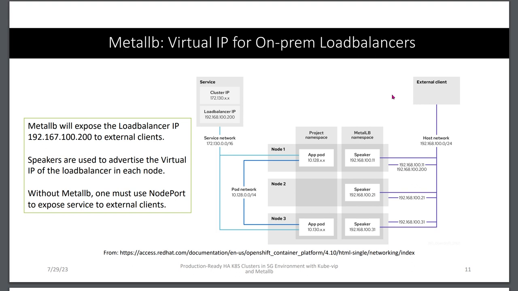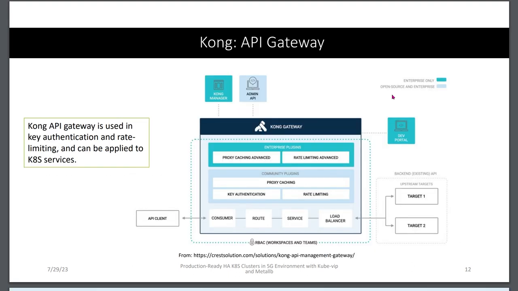The node port is only assigned to one of the nodes. So if that node goes down, then you're off. There's no way to access it anymore. Okay, so these are two on-prem technologies that we can use: first, to recover the Kubernetes cluster when one of the nodes is down, and the second is to assign a load balancer IP on-prem through Metallb. Okay, and the third thing is Kong API gateway.